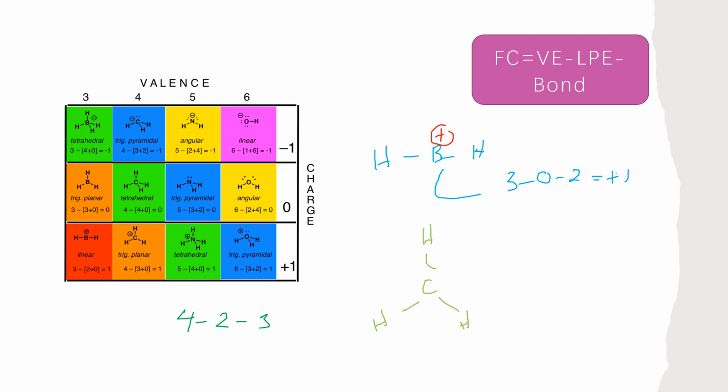So now we get the carbon. Carbon is group 4. How many lone pair electrons? 0. How many bonds? 3. Therefore 1. Therefore there's a plus 1 charge for this radical. Okay, so next move into the last.